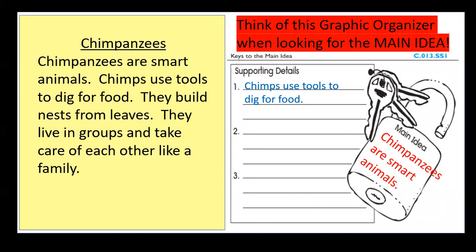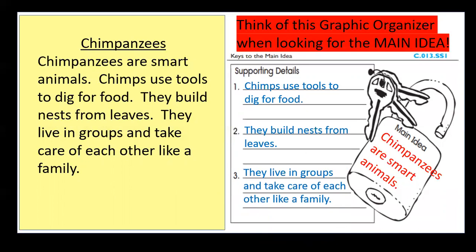or digging for food. The next sentence, they build nests from leaves, doesn't talk about the tools and digging for food. It talks about how they're being smart. So that's another key detail that proves chimpanzees are smart animals. And the third detail that shows chimpanzees are smart is the fact that they live in groups and take care of each other like a family.